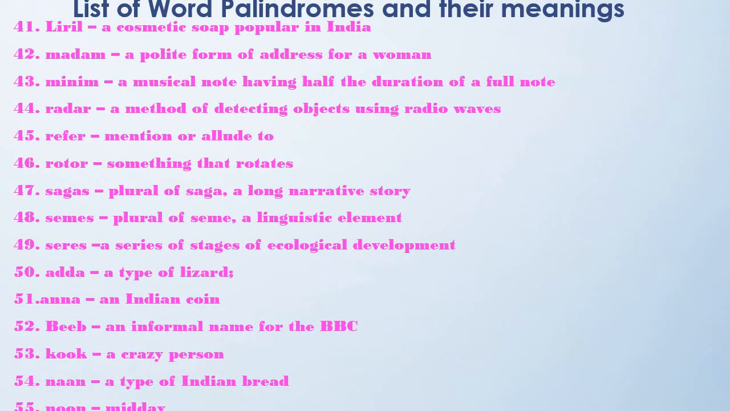Adda is a type of lizard. Anna is an Indian coin. Beeb is an informal name for the BBC. Kook is a crazy person. Naan is a type of Indian bread. And noon refers to midday. So these were the list of word palindromes.